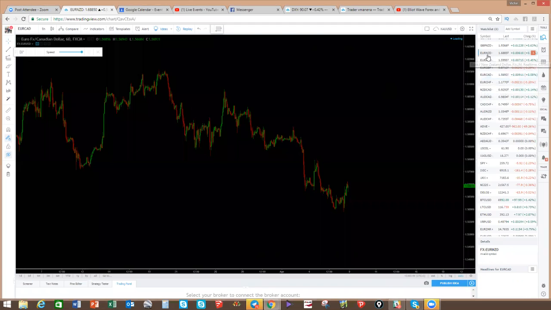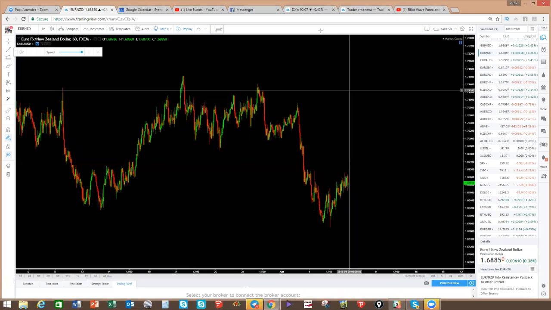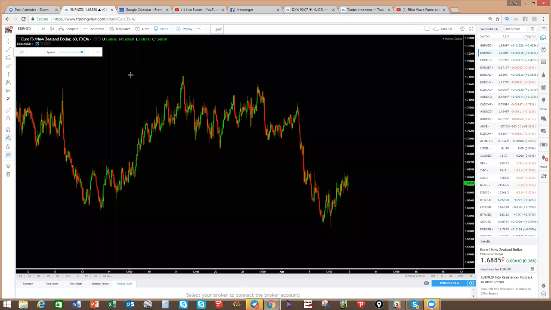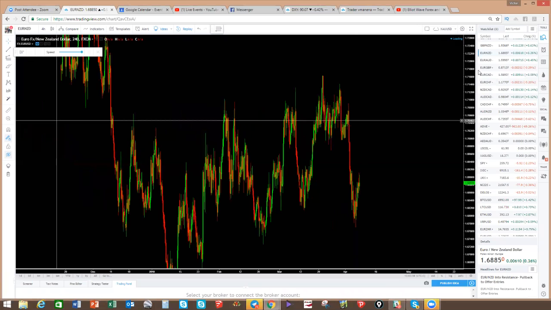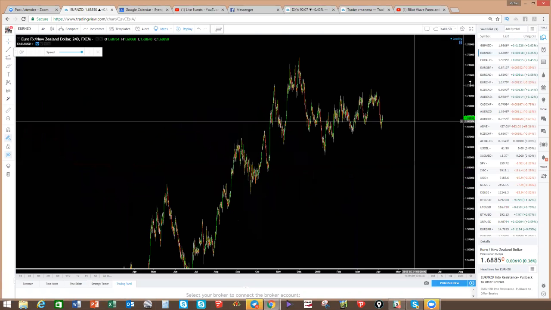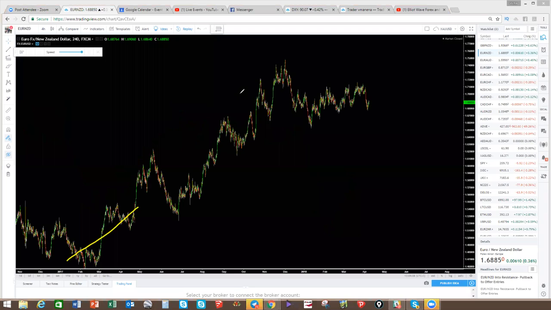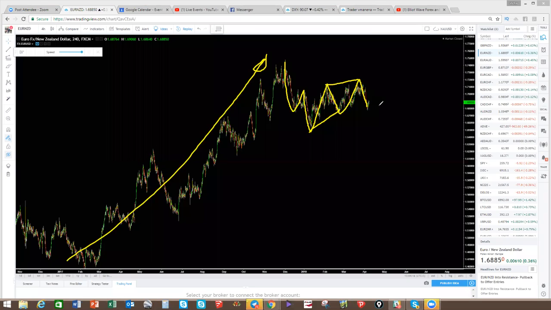Euro New Zealand, 4 hour. So your Euro New Zealand, you're looking at this whole move here, and now this correction that starts with the 3 waves, another 3 waves. Is this 3 waves done, and now we're going down for this one? We're gonna get a corrective flag to show us that we are now going for this move.